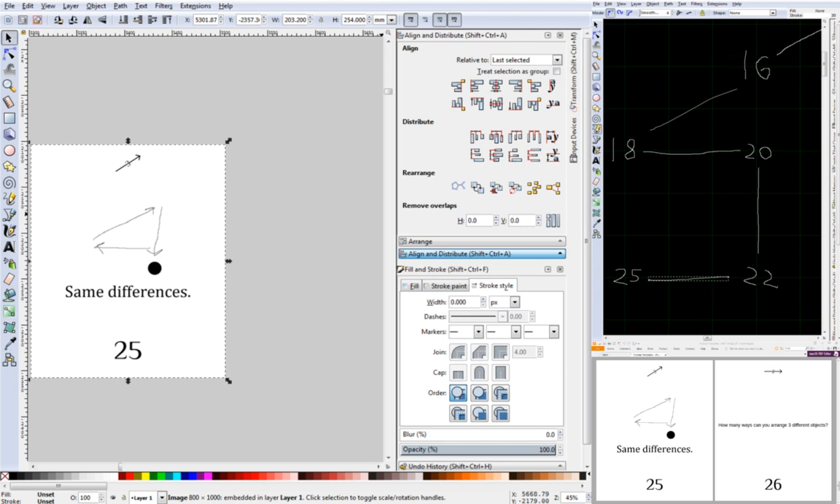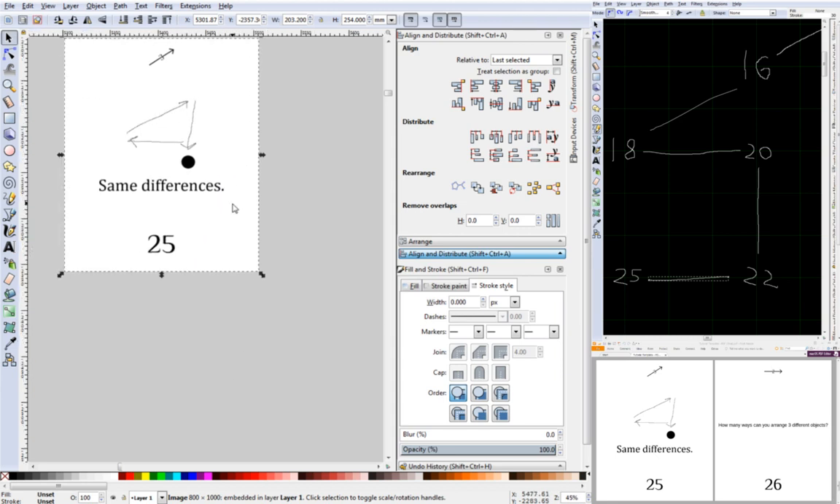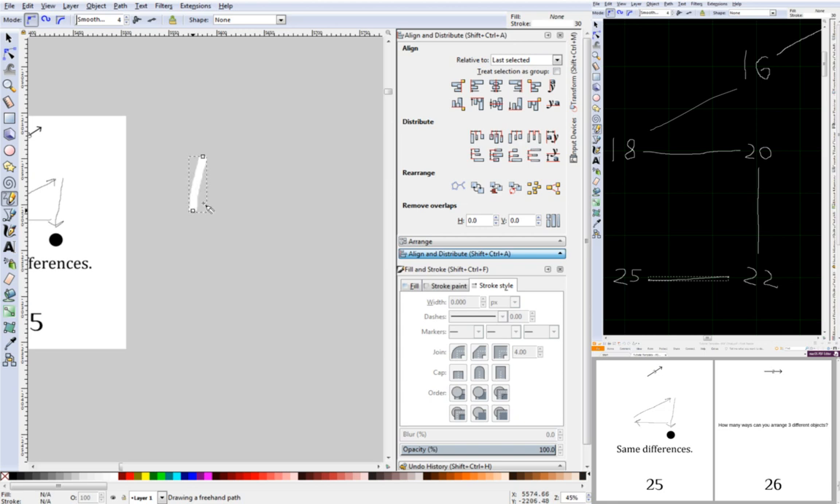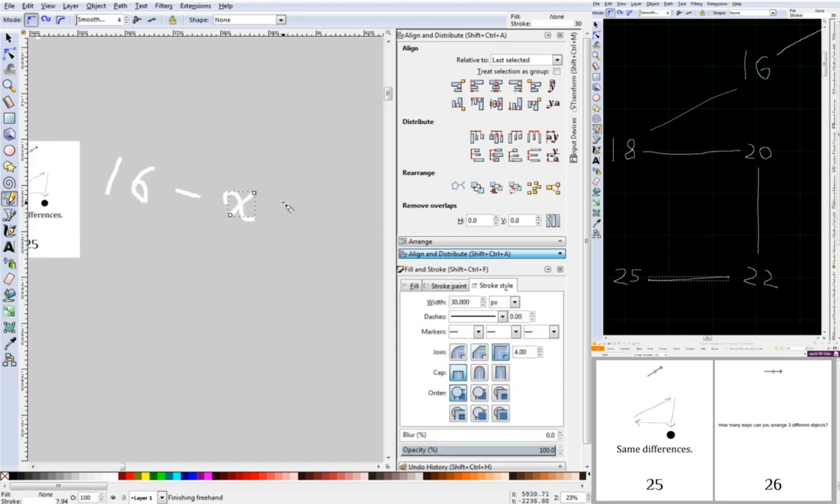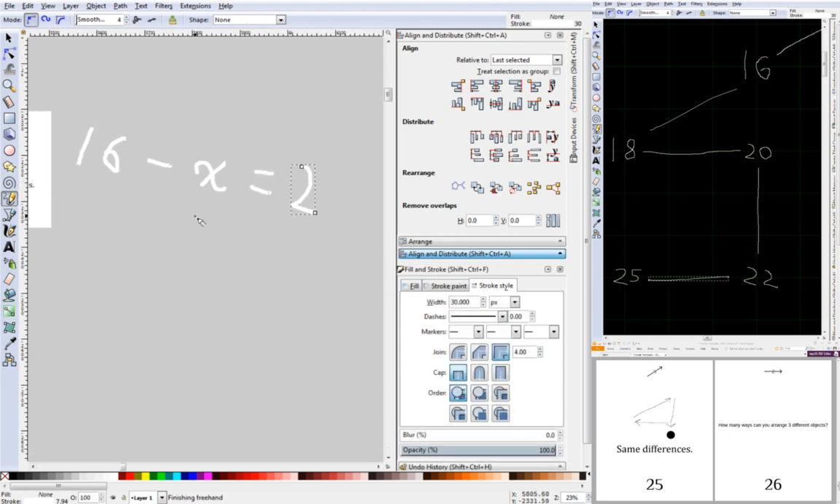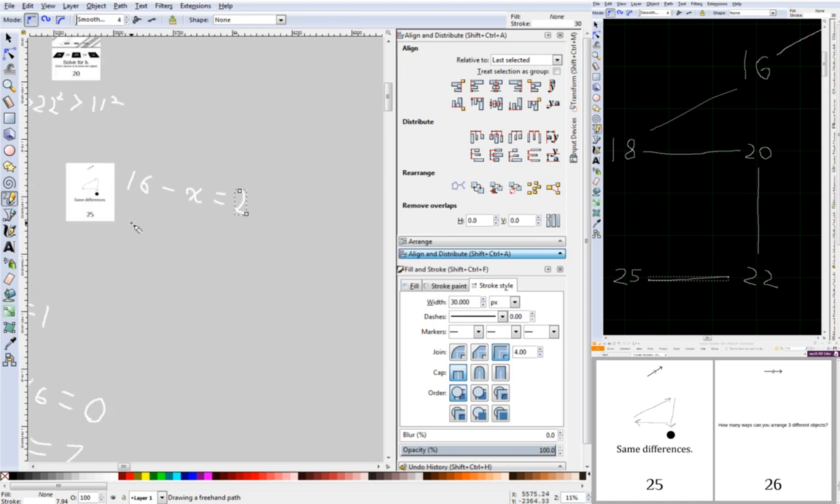And 16 minus what equals 2? Of course, you can just flip both sides around. You can be technical with this if you want to. Why not? I like verifying things in at least 2 ways anyway, so 16 minus x equals 2.